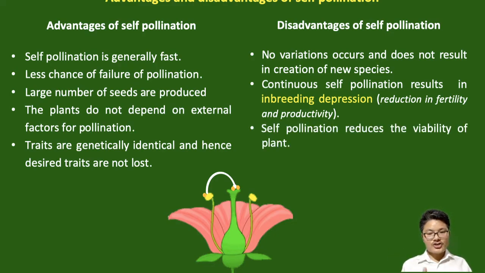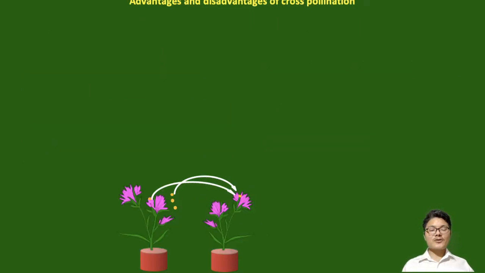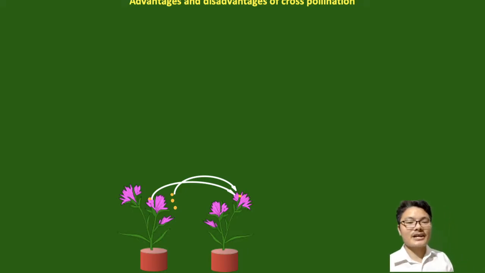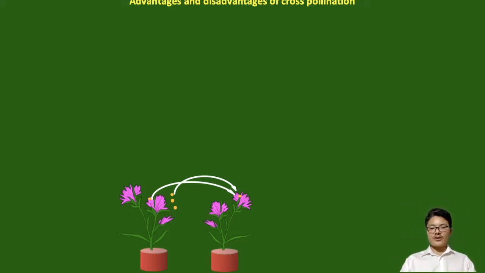If self-pollination is occurring, then there is also a reduction in viability of the plant. The plants later face the problem of inbreeding depression, and they are not going to survive properly on earth. So viability here refers to the ability to survive by growing and developing. So if self-pollination occurs, then it reduces the viability of the plant. Now let's discuss the advantages and disadvantages of cross-pollination.